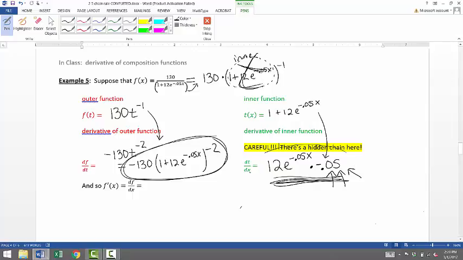So putting it all together, we need to find the derivative of f of x, which is df dx, or f prime of x. It's the derivative of the outer function times the derivative of the inner function.